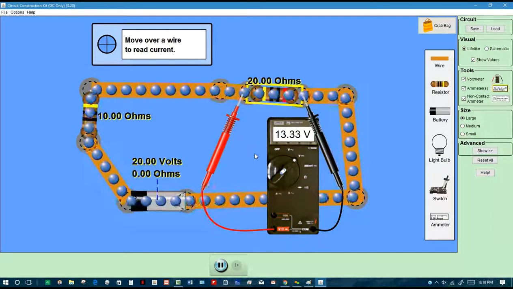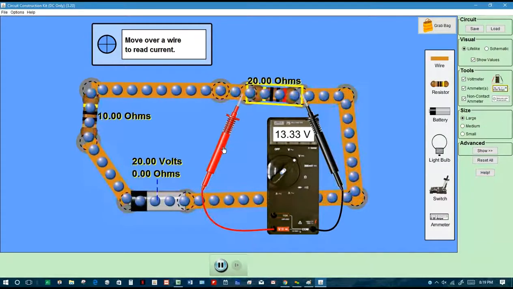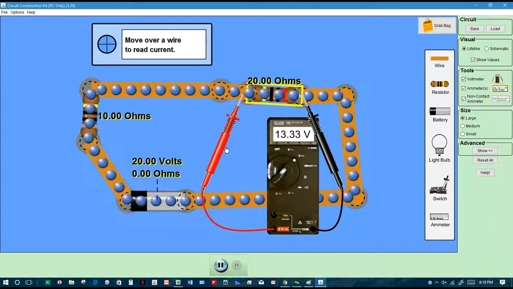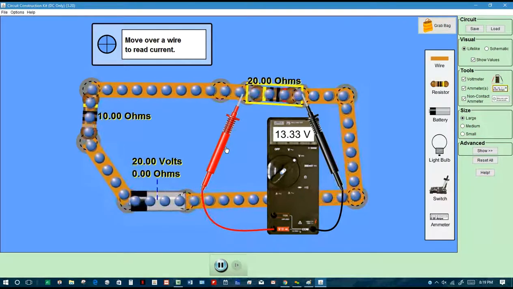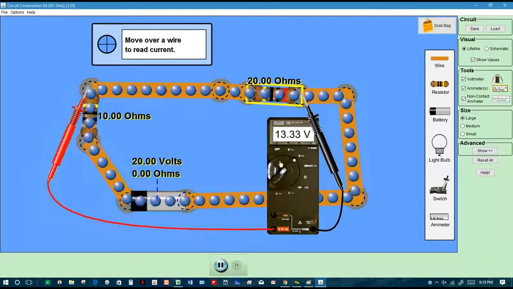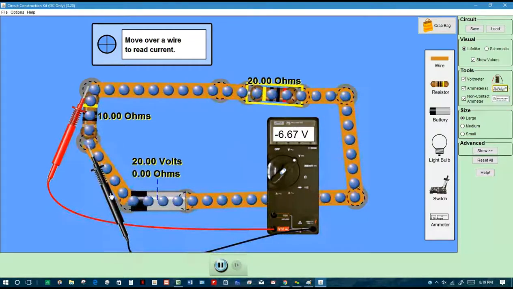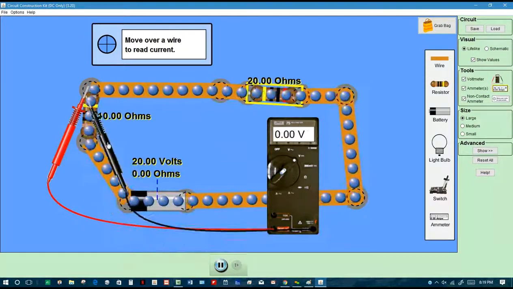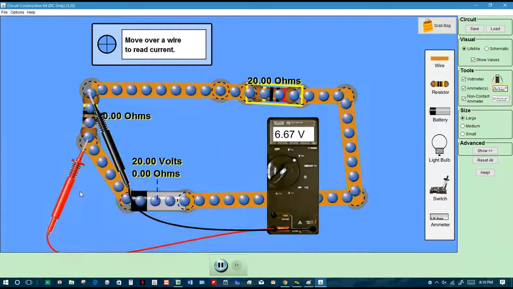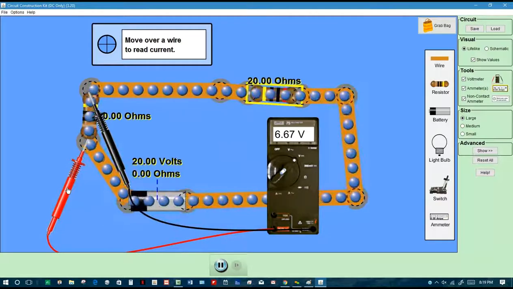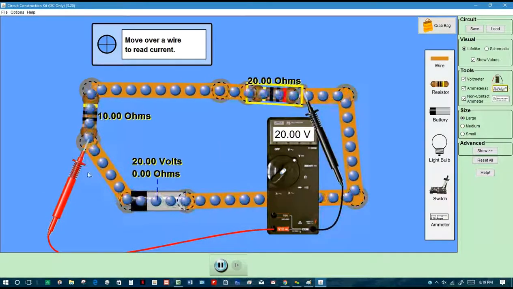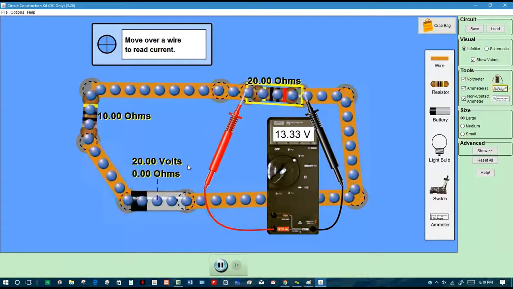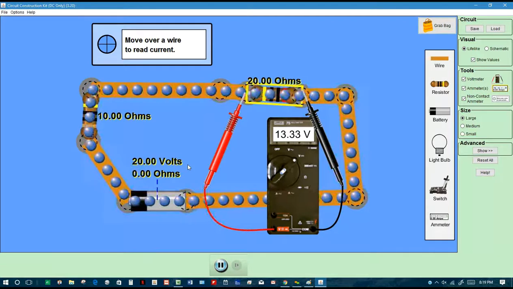13.33 now. How much will it be using on the 10 ohm? Remember Kirchhoff's law. 7. Yep, about 7. Let's go test it. 6.67, but you got it, right? You get the idea. And again, it's only negative because I keep forgetting to reverse these. And what does this 6.67 plus the voltage drop on this one, 13.33, what do those add up to? 20. That's Kirchhoff's law again, right?